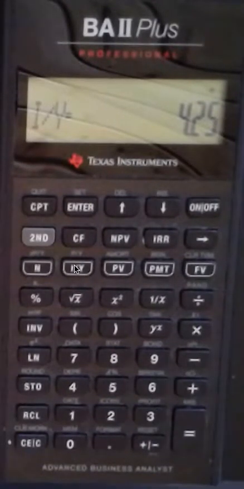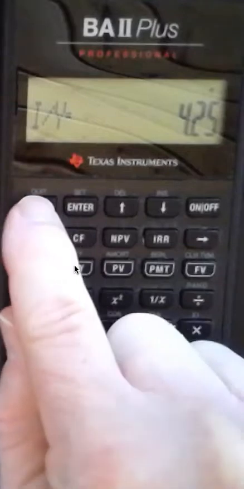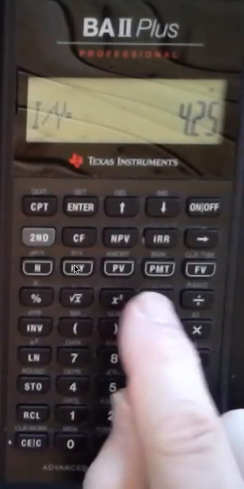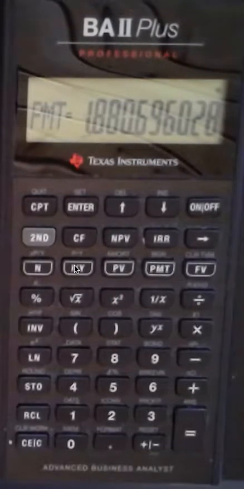We've put in what we've borrowed, the interest rate. So all we have to do is compute what our payment's going to be each month. And so we will go compute payment. And our payment is $1,880.70. So hopefully you can make that out.